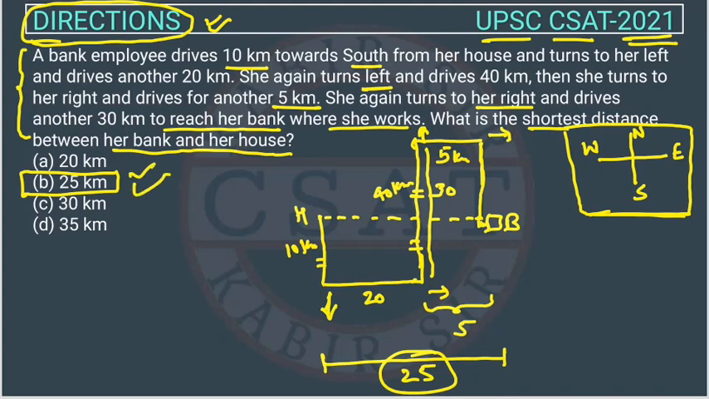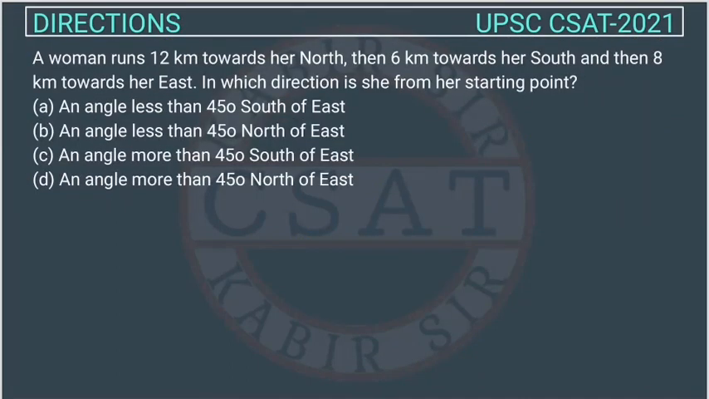So this was an easy question. You just have to draw this figure and you will get the answer. This is a question of reasoning from the direction chapter asked by UPSC in the CSAT paper of 2021.